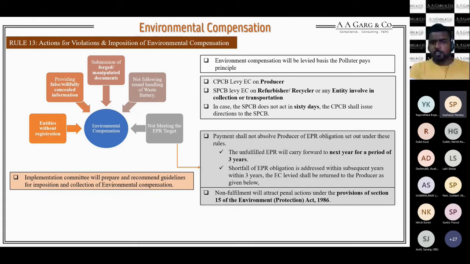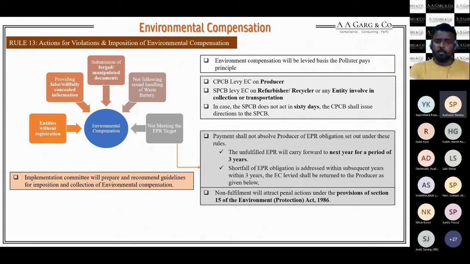CPCB will levy the EC to the producer. SPCB will levy the EC to the refurbisher and recycler who are registered with these SPCBs. In case the CPCB does not act in 60 days, the CPCB shall issue direction to the SPCBs for levy or issue of the environmental compensation to the entity. Please note, if you are a producer and you are not able to meet the EPR target, the EC payment will not absolve your obligation under these rules.